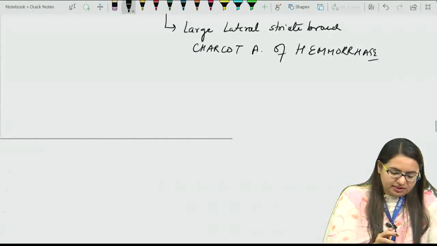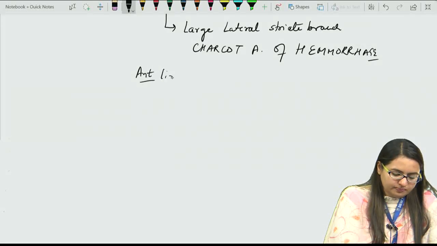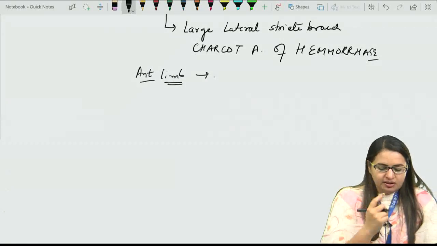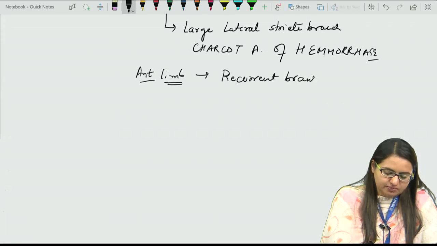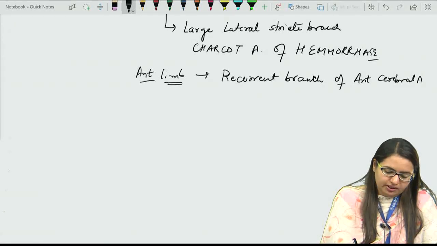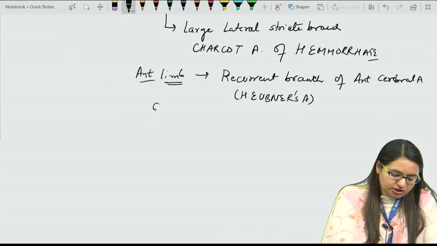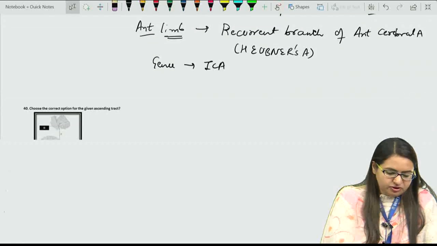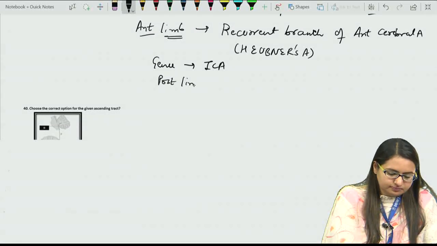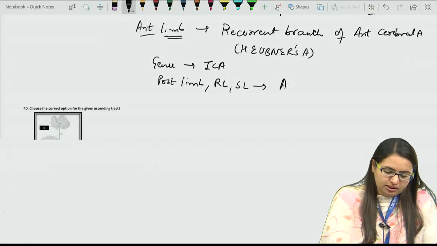Apart from this, the rest of the supply: the anterior limb is supplied by a branch of the anterior cerebral artery, the recurrent branch, which is known as Heubner's artery. The genu is supplied by a direct branch from the internal carotid artery. Then the posterior limb, retrolentiform part and the sublentiform part are mainly supplied by the anterior choroidal artery.